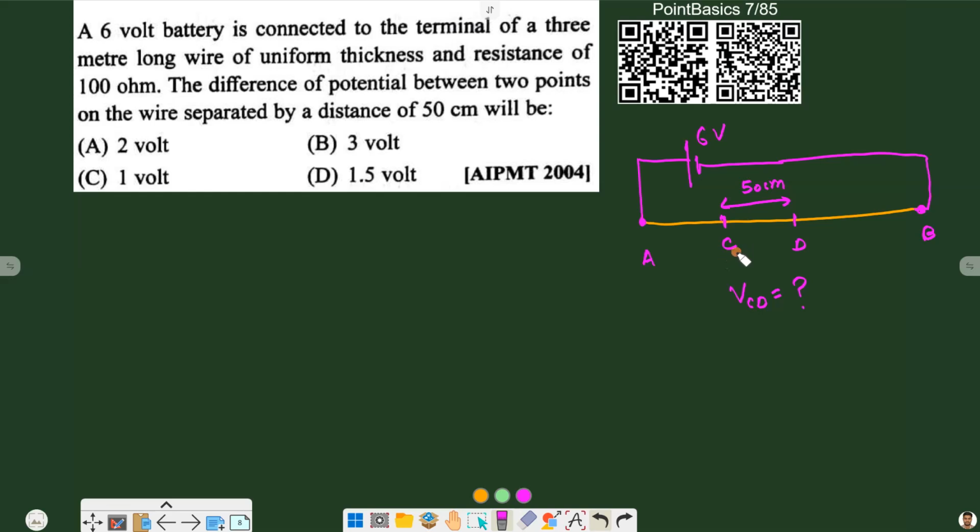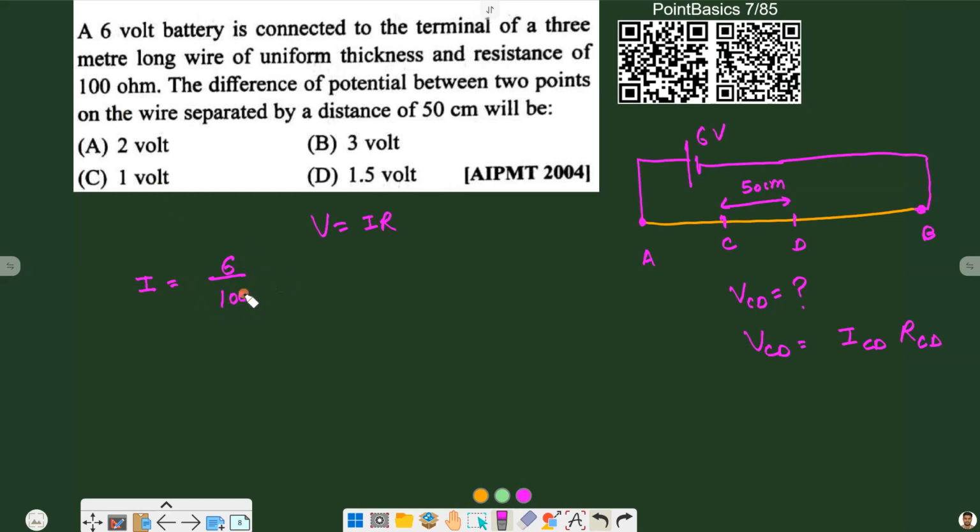So for that, using Ohm's law, we know that V is equal to IR. So VCD should be equal to ICD, the current flowing through this CD portion, times the resistance of this CD portion. Now as this is a series circuit, the current in the whole circuit will be the same, and current will be total potential by total resistance. Potential is 6 and total resistance is 100 ohm.